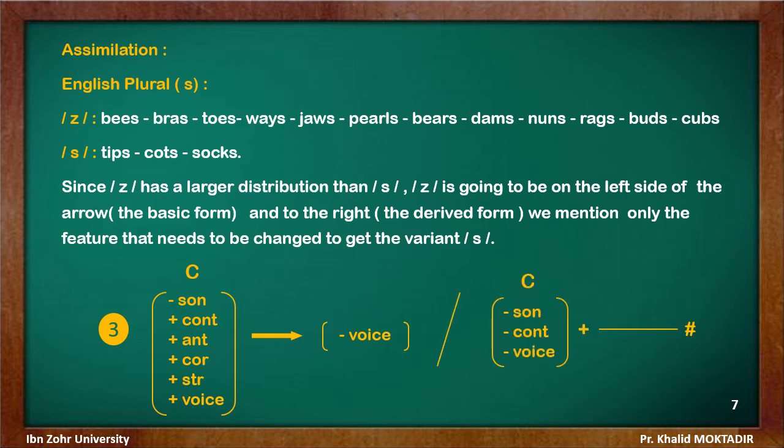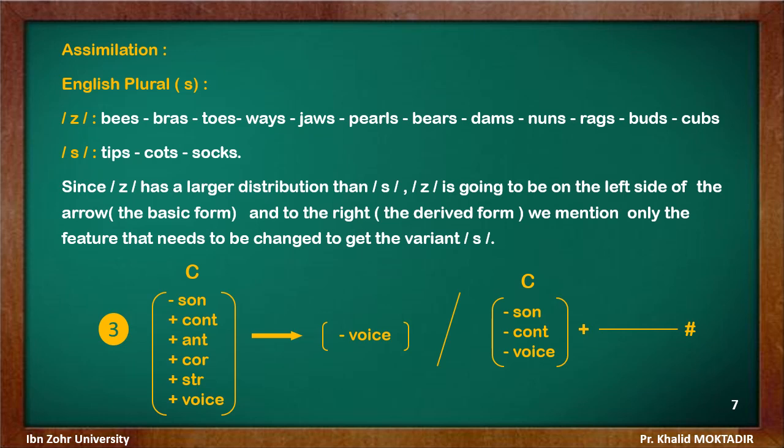Look at the rule. That's the feature matrix representing Z: minus sonant, plus continuant, plus interior, plus coronal, plus strident, plus voice. That's the sound Z. What changes so that Z becomes S? On the right side of the arrow, we have minus voice.